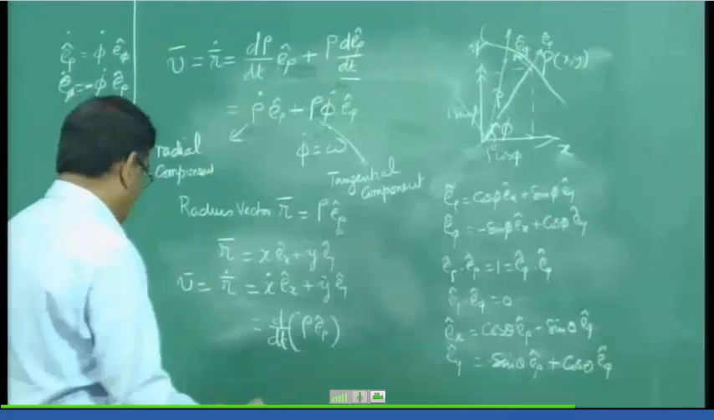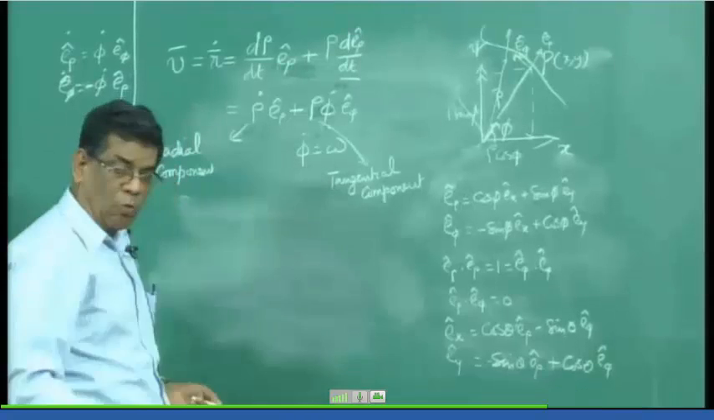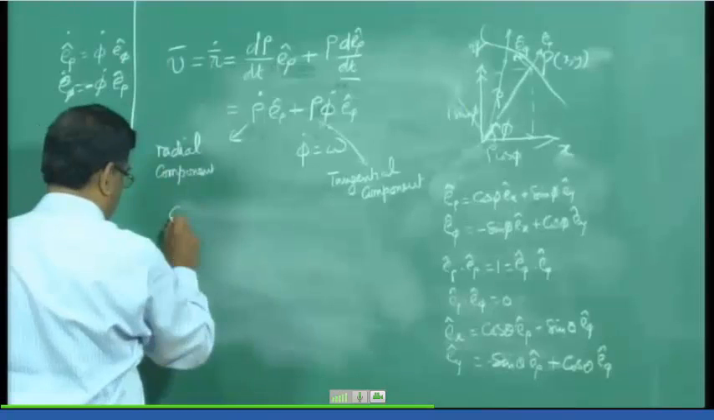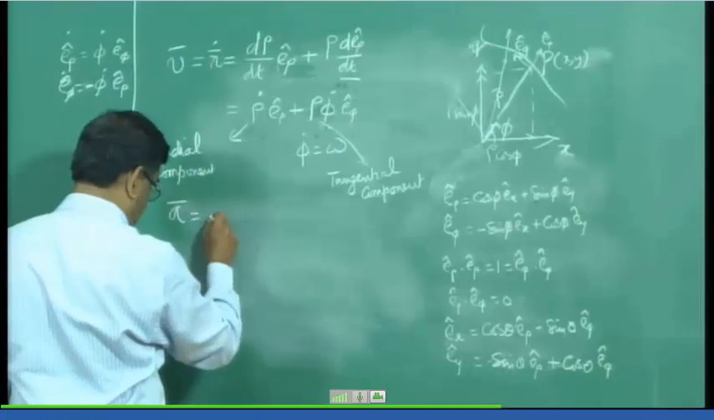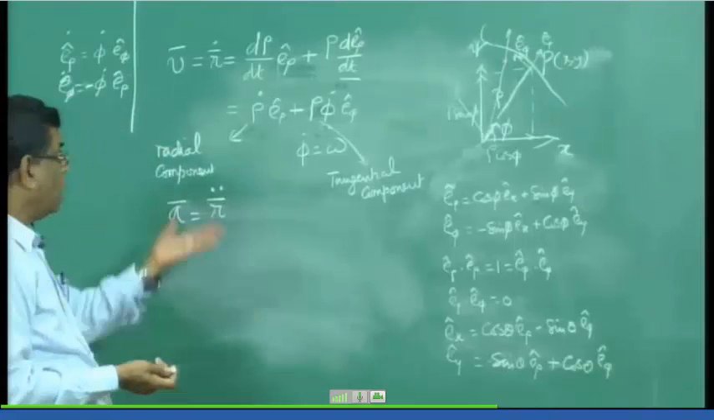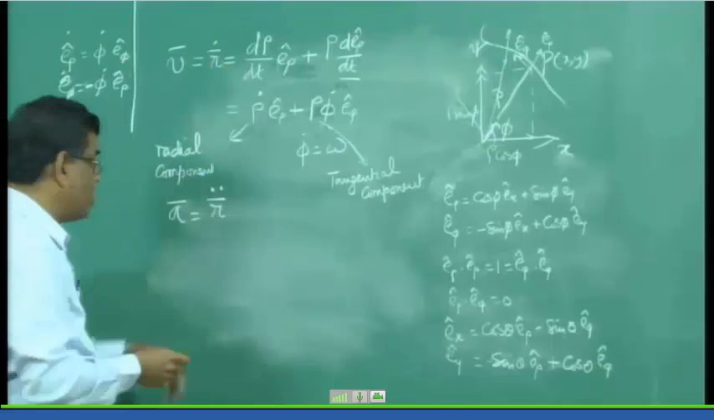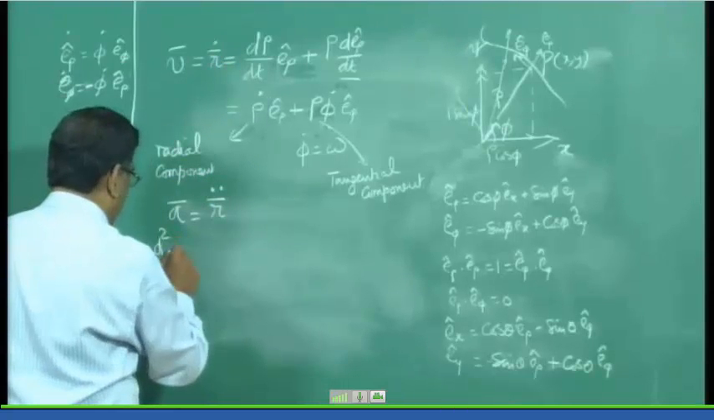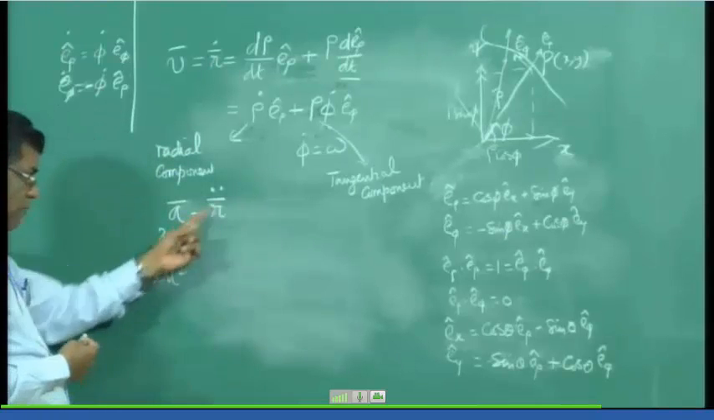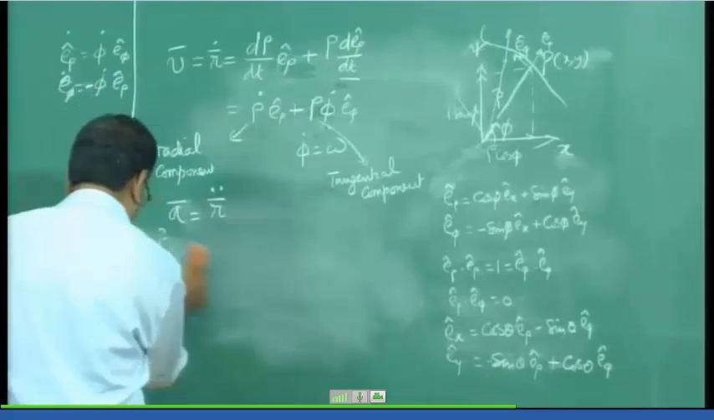Once we get velocity, we can go to the next level. We will find out what is acceleration for the same particle which is moving. It is nothing but dv by dt, or r dot, which we write as r double dot. R double dot means d square r by dt square. That is what it means. Instead of that, I write r double dot. Okay, how do I get that?